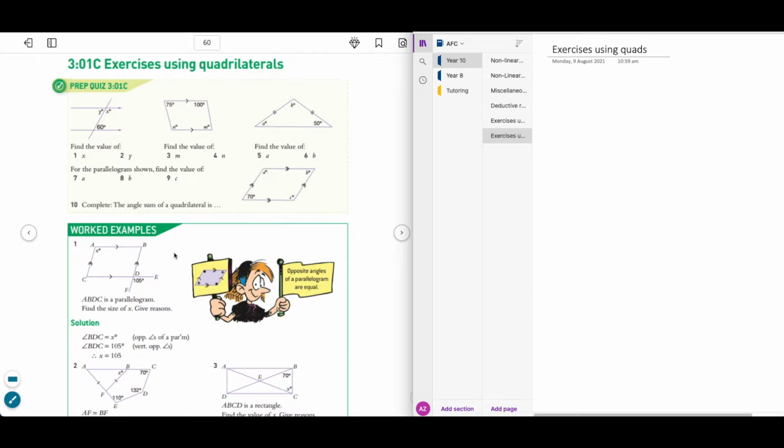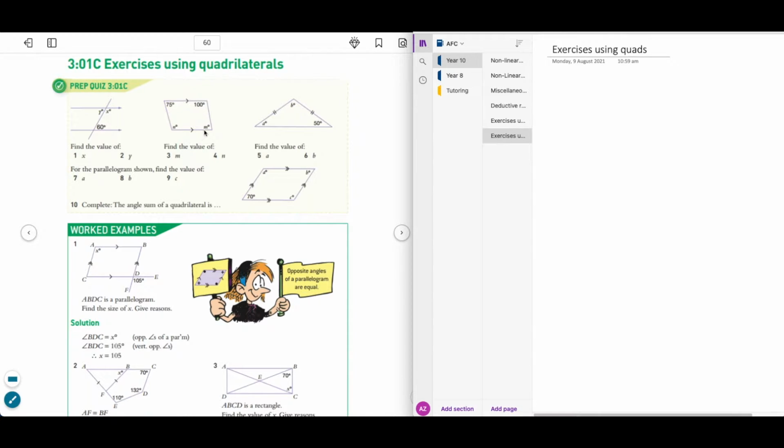Before I start this exercise, I'm just going to go through some prep quiz questions to give you a warm-up of how it's all going to work. So let's take a look. In this question, find the value of x. As you can see, x is just going to be 120 degrees because of co-interior angles, right? And y is, as you probably already know, 60 degrees, alternate angles.